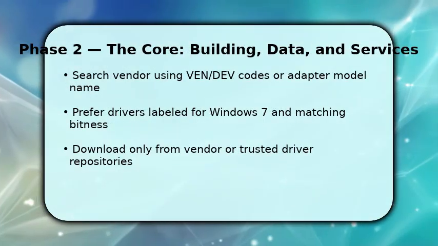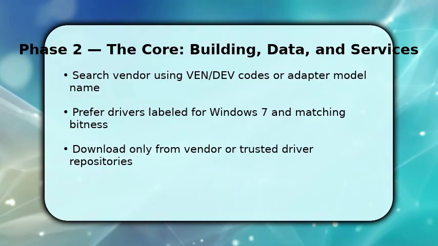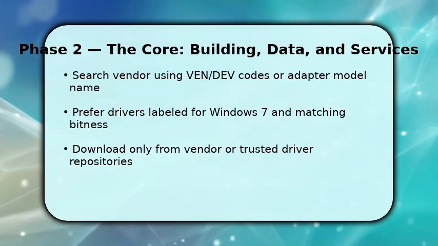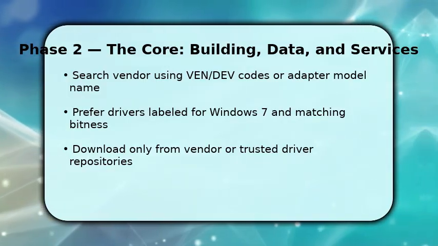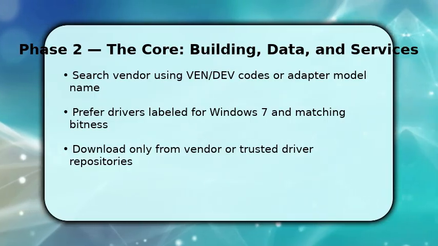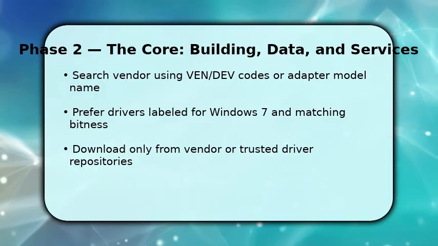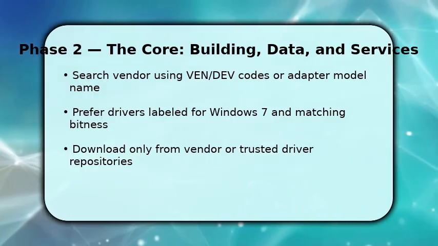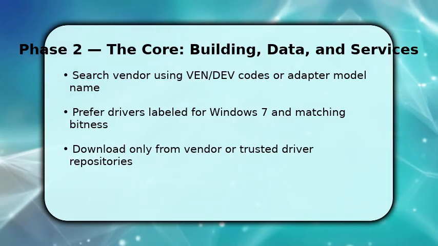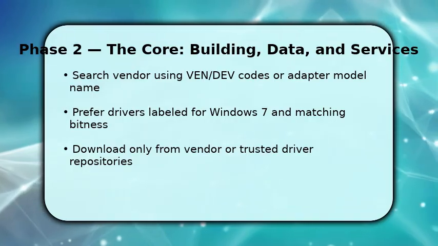You now search using those VEN and DEV codes or the adapter model. Start with the motherboard or adapter vendor site because drivers there are most reliable. Once you locate candidates, verify the package explicitly supports Windows 7 and matches 32-bit or 64-bit. Download the driver package, not random executables.